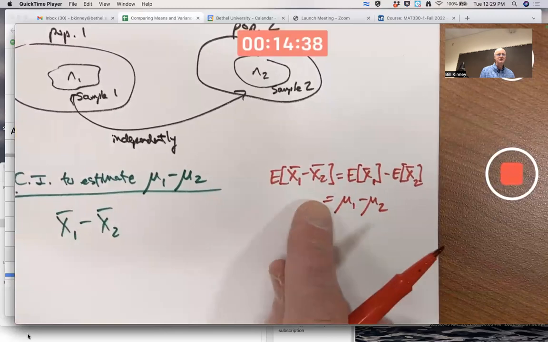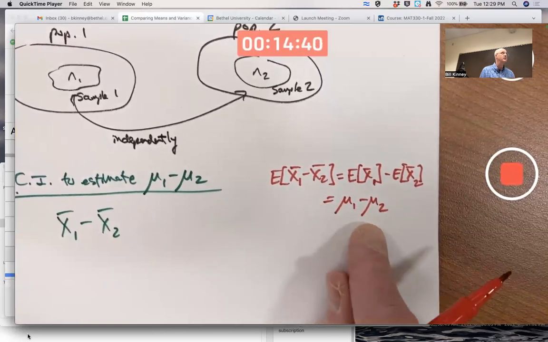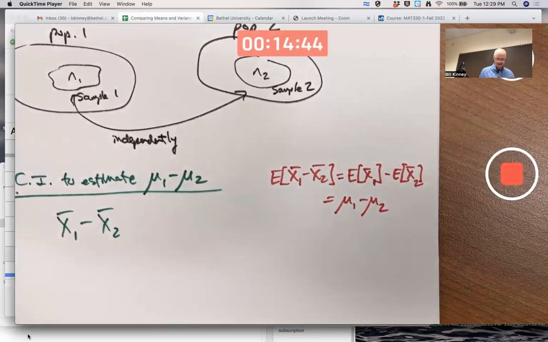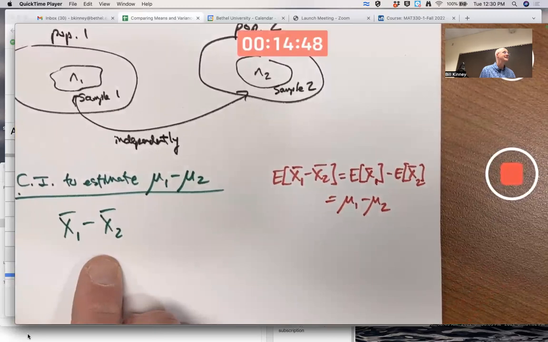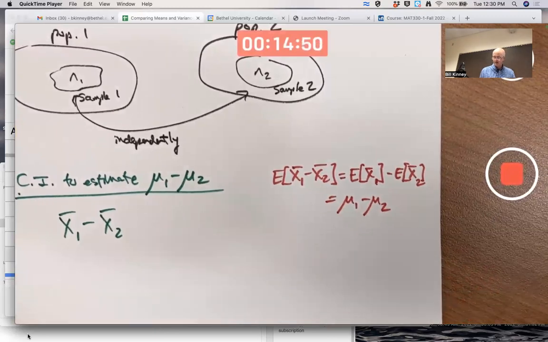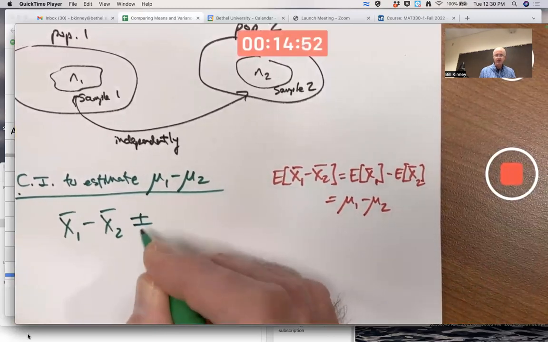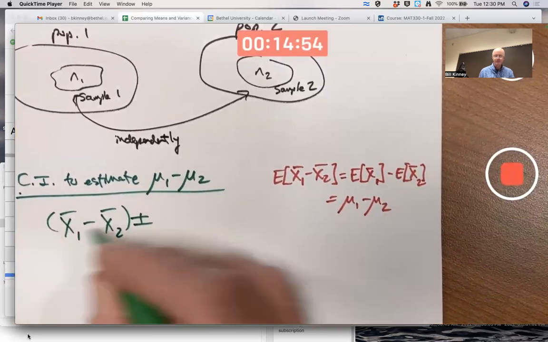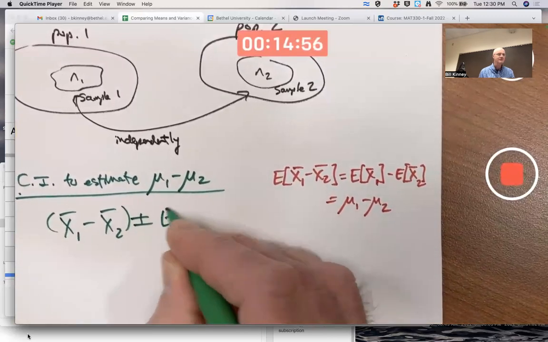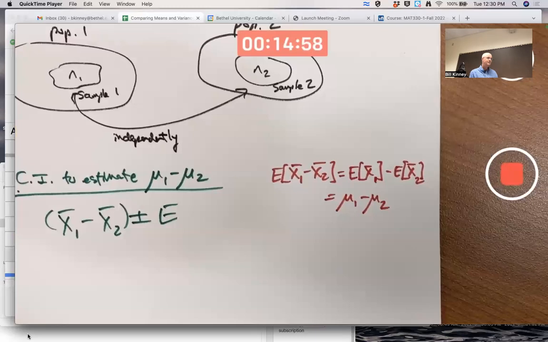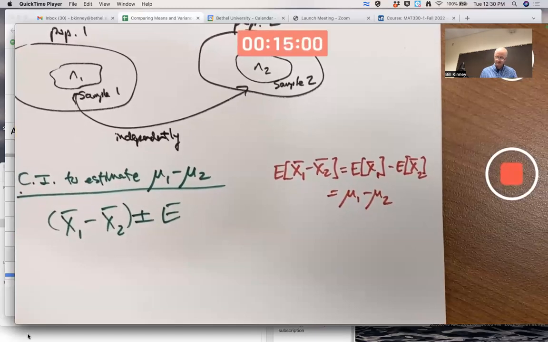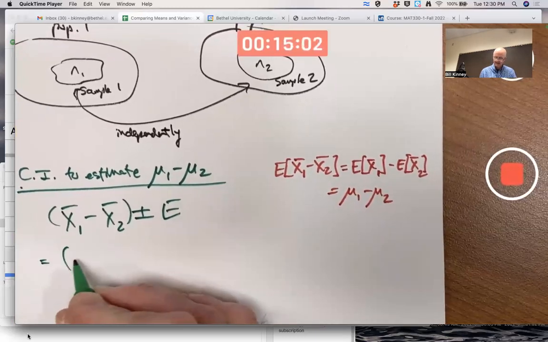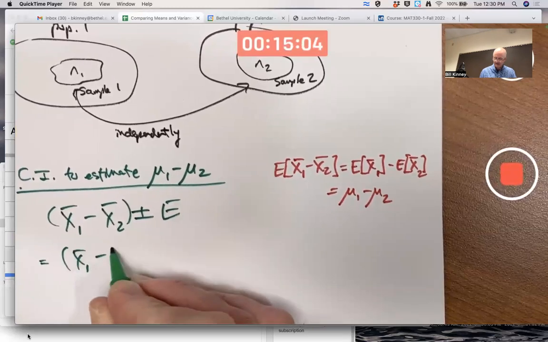X1 bar minus X2 bar is an unbiased estimator for mu1 minus mu2. So that's your point estimator, and when we observe a value, we would call it a point estimate, plus or minus a margin of error. I could call it capital E. And what is capital E?